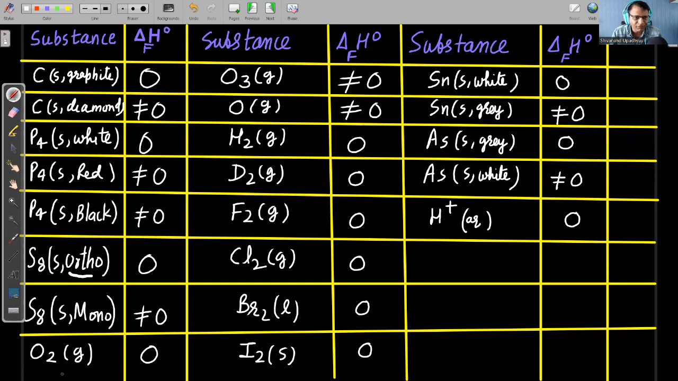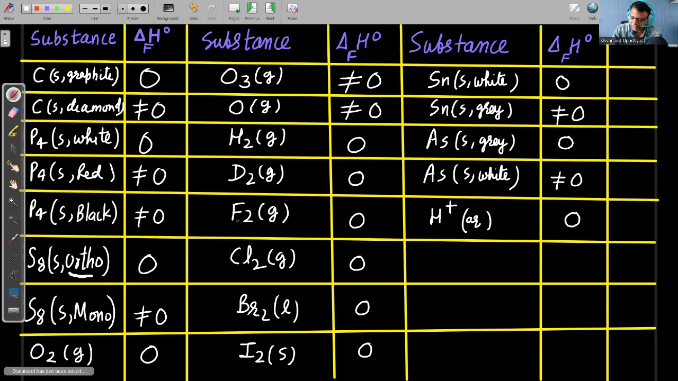Oxygen exists in the form of O2, O3, nascent oxygen. For O2, it is 0. For ozone, it is non-zero. For nascent oxygen, it is non-zero. Hydrogen in nature exists in the form of hydrogen molecule. For that, it is 0. Same with deuterium. Deuterium also will exist in the form of diatomic molecule, right? It is the most stable state of deuterium, not deuterium atom, right? So for D2 gas, delta H naught formation is equal to 0.